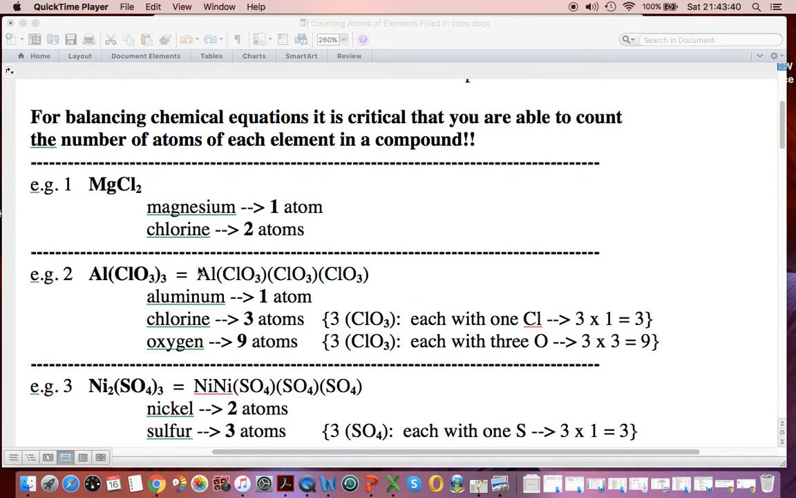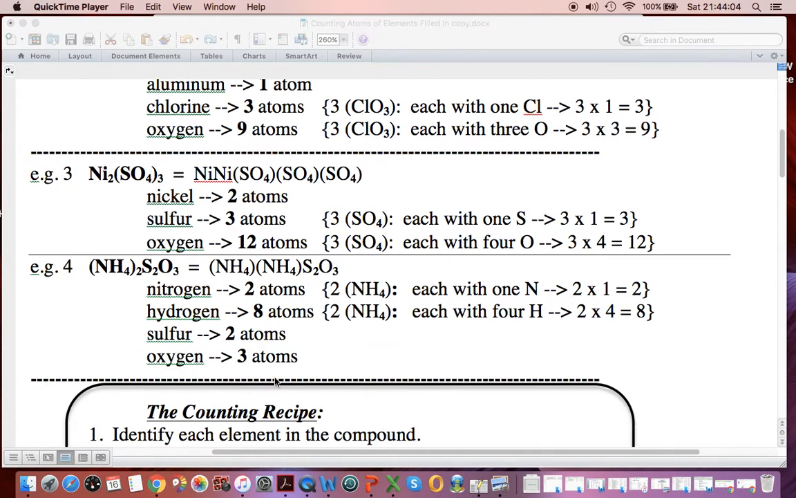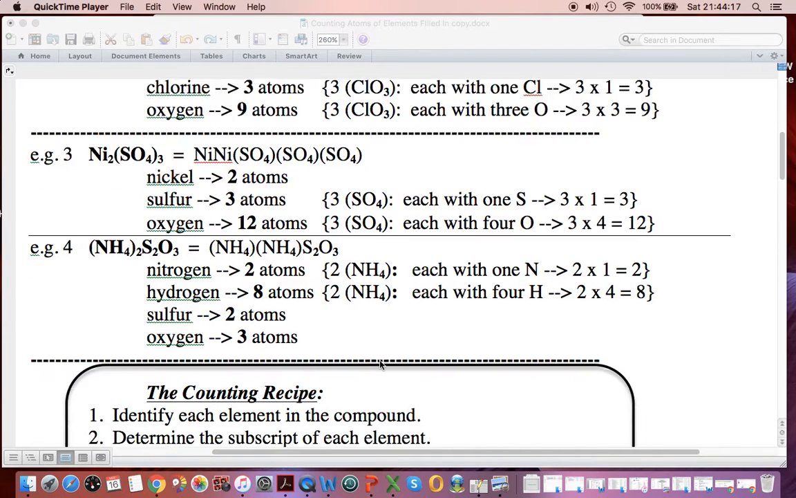But multiplying is way more efficient, so we have one aluminum, and that 3 outside the brackets applies to what's inside the brackets. So we have one chlorine in there, no subscript, so 3 times 1 is 3, and 3 times 3 is 9. Please know how to multiply by grade 10. So we look at this and we say, hey, 2 nickels, 3 sulfurs, and then 12 oxygens. And it's the same kind of deal here. Here we see that we have a 2 outside the brackets, so 2 nitrogens. 2 times 4 is 8 hydrogens, just the 2 sulfurs, and just the 3 oxygens.